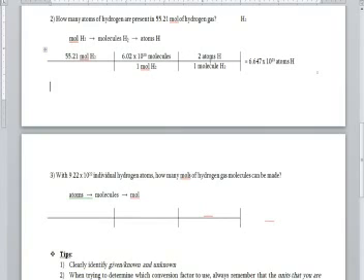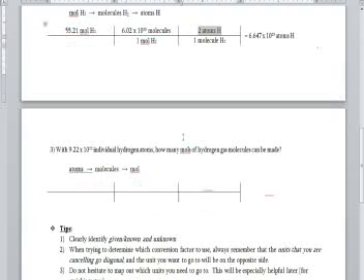Why? Because moles cancel out, molecules cancel out, and you're left with atoms. Okay, hopefully you're getting the hang of this.